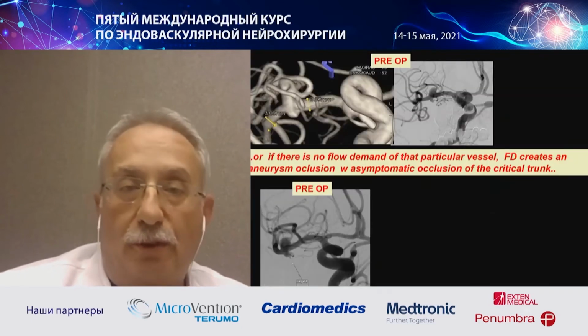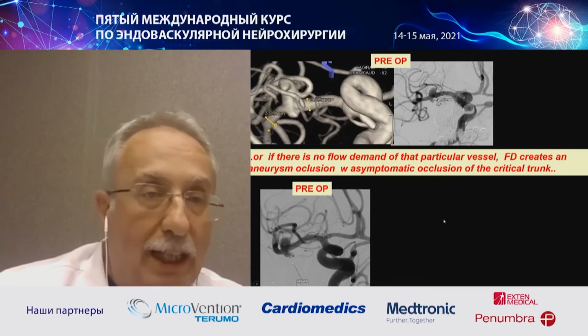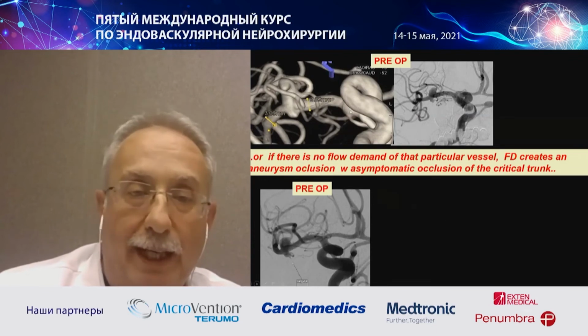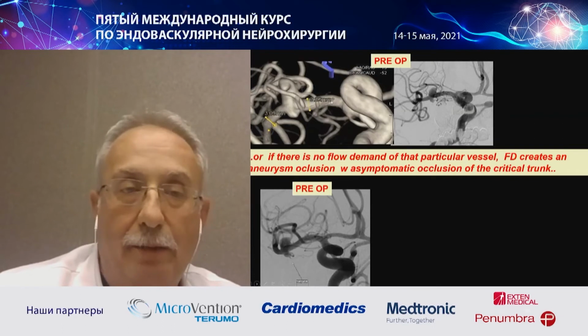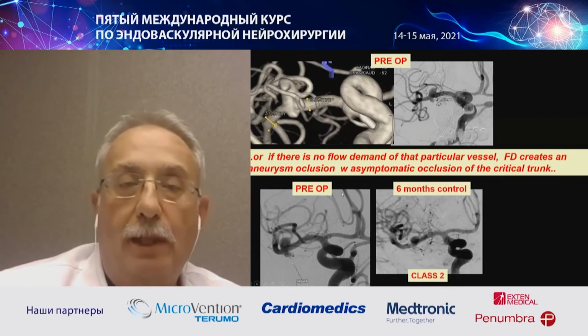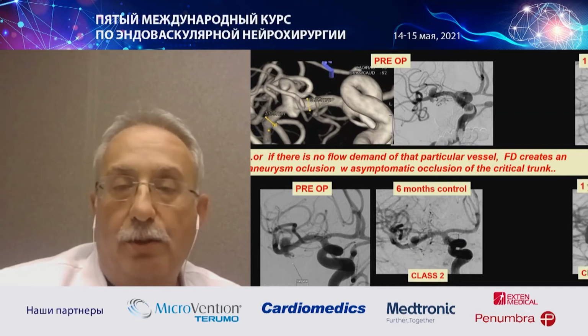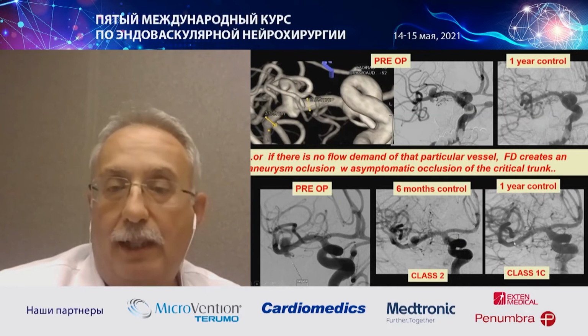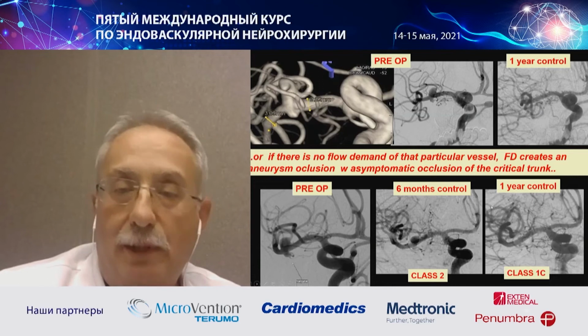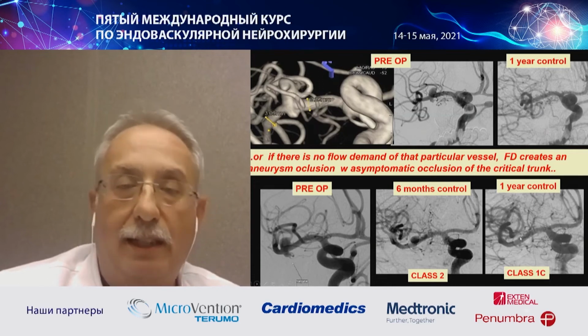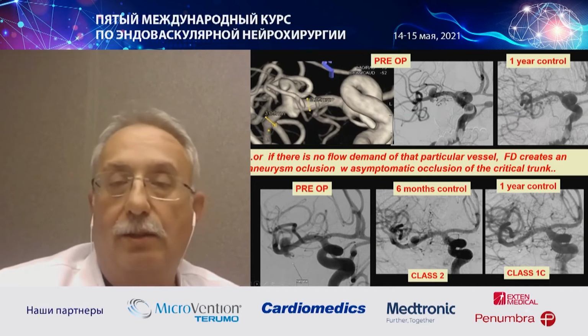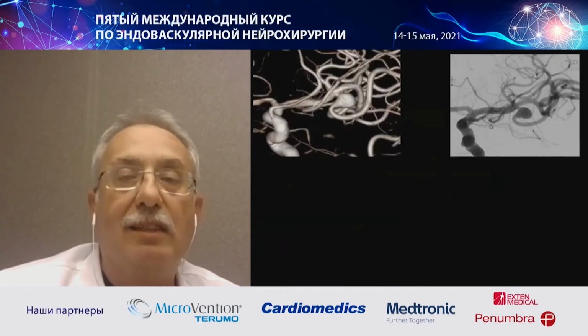If there is no flow demand, then that vessel may not be needed by the brain, as happens in this MCA aneurysm where the superior trunk is a dependent vessel. This is pre-op, this is 6 months, class 2, and this is 1 year follow-up. The vessel is gone, it fills retrogradely, not anterogradely, and the aneurysm is gone too. So this is class 1C.